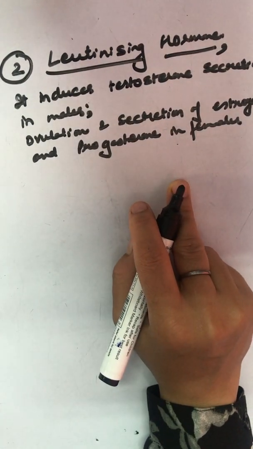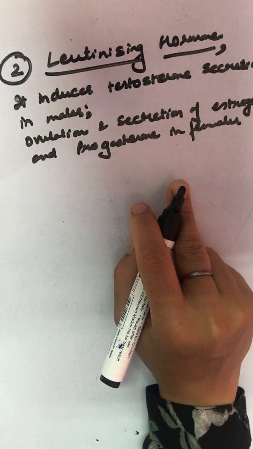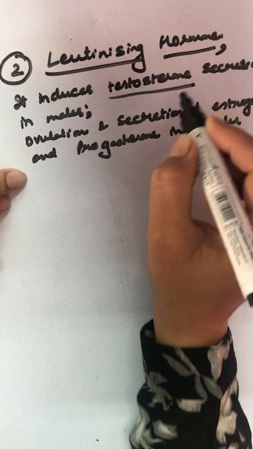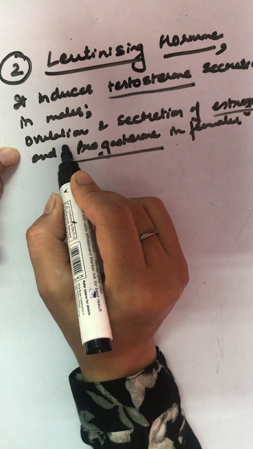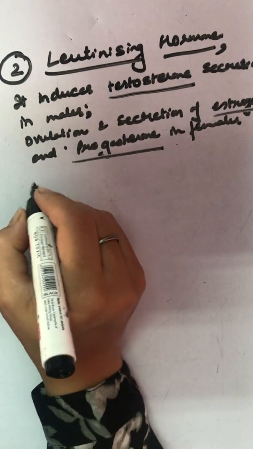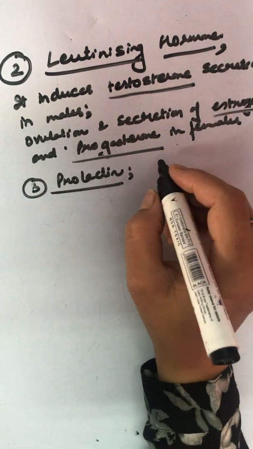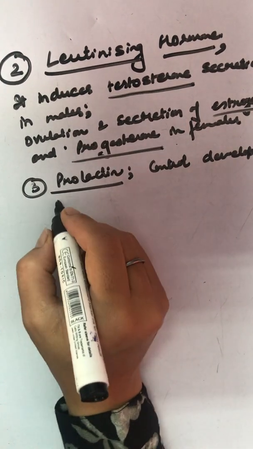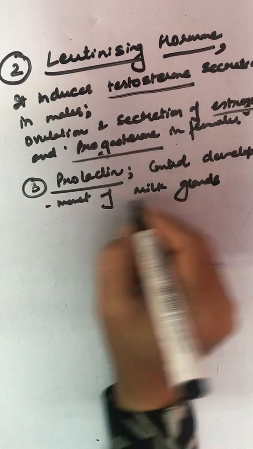Basically, the first one, follicle stimulating hormone, forms the sperms as well as the ovarian follicles in males and females respectively. This one is responsible for the secretion of male hormone as well as female hormones, along with the ova release on maturity. This is luteinizing hormone. Then is prolactin. It controls development of milk glands. Prolactin.